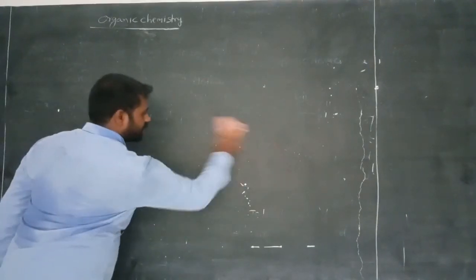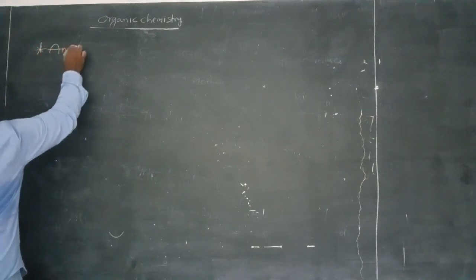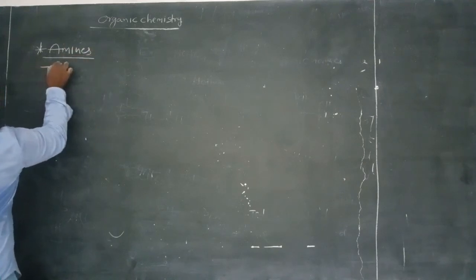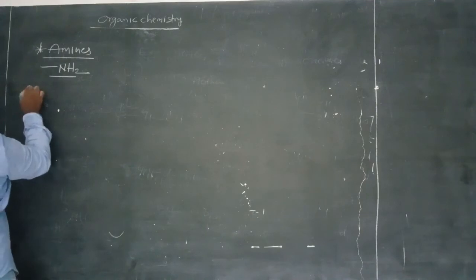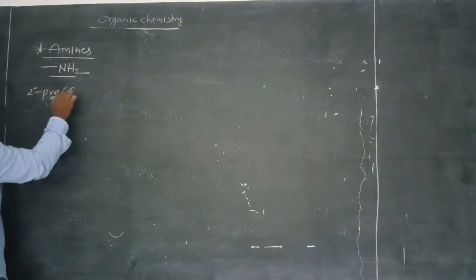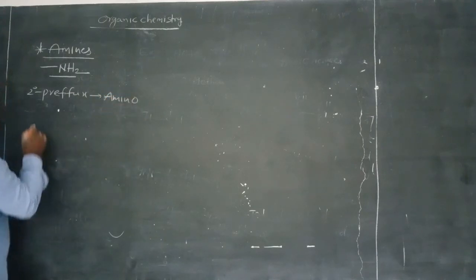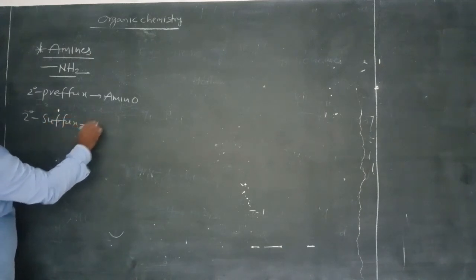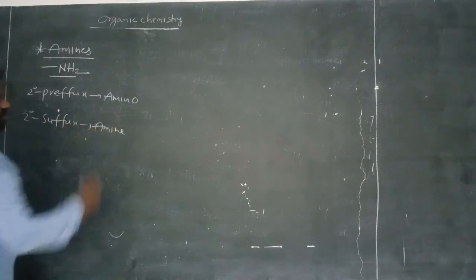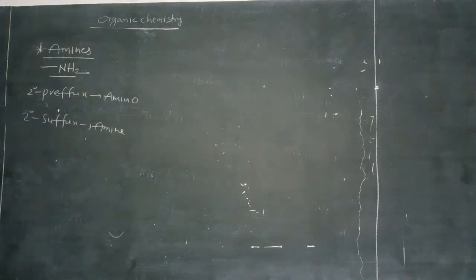Next one, amines. What is the functional group? NH2. As a secondary prefix, we call it amino. As a secondary suffix, that means the main functional group, we call it amine. Okay. Clear, ma? Up to amine.